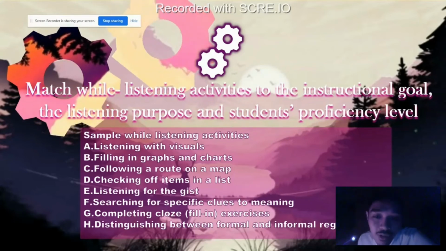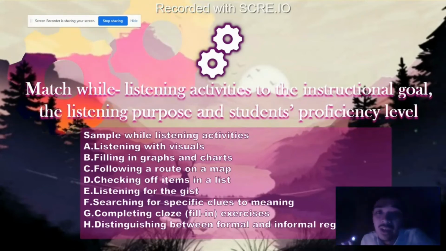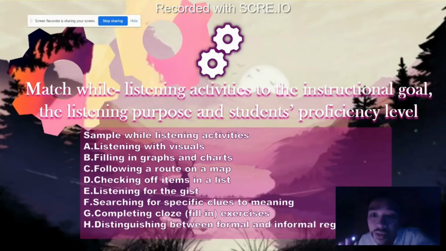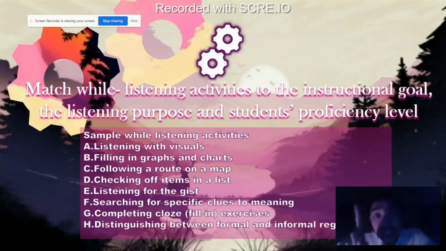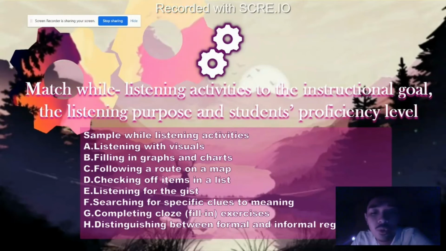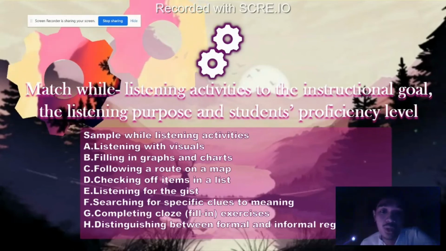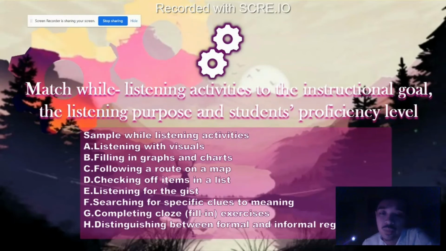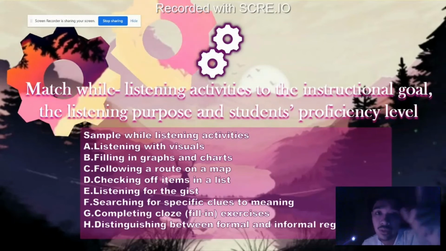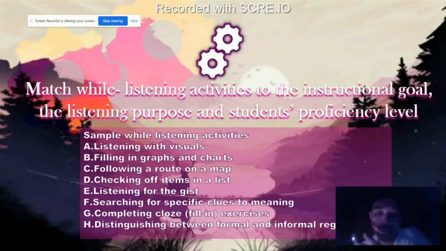Letter C, following a route on a map. This is helpful when we are following an adventure or a sequence of events that can be traced. It can also be helpful when teaching something about geography, where we can point out things, and it just goes back to being a visual learner, where we can point out this is the part, and that, and so on and so forth.